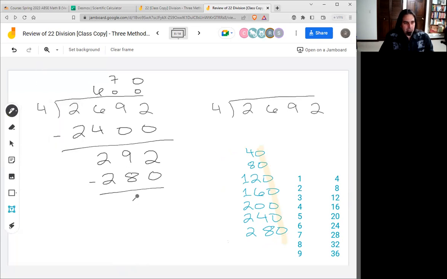Okay, so I have 12 cards left in my hand, and we need to deal out more. So I will say I'm going to give everyone 3 cards. And 3 times 4 is 12, and I'm out of cards.